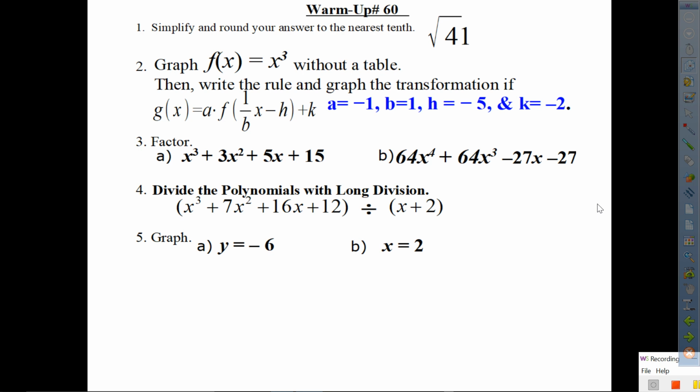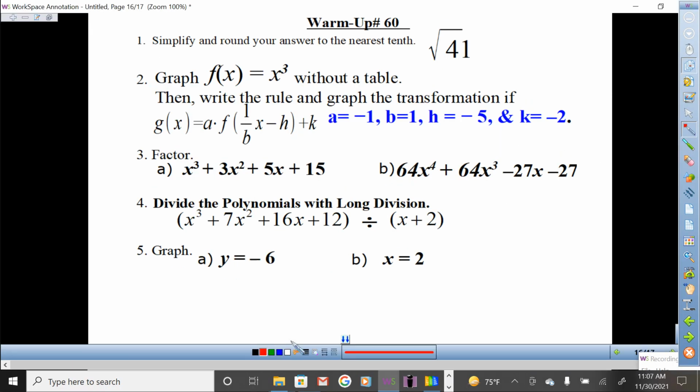Alright, so warm up number 60. Start with number 1. See how we do with number 1. By now we should be experts at this, yeah? Alright, number 1. Square root of 41. And it says round your answer to the nearest tenth.